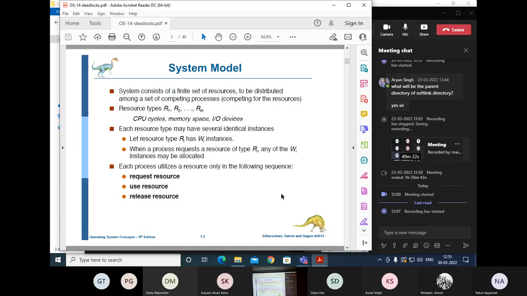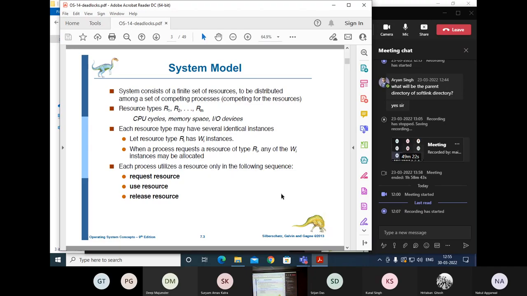So just to understand, the way we will discuss is this. We will consider a system model. That means this is the system that we will consider while explaining deadlocks. We assume that the system consists of a finite set of resources to be distributed among a set of competing processes. Competing processes means these processes are competing for the resources.